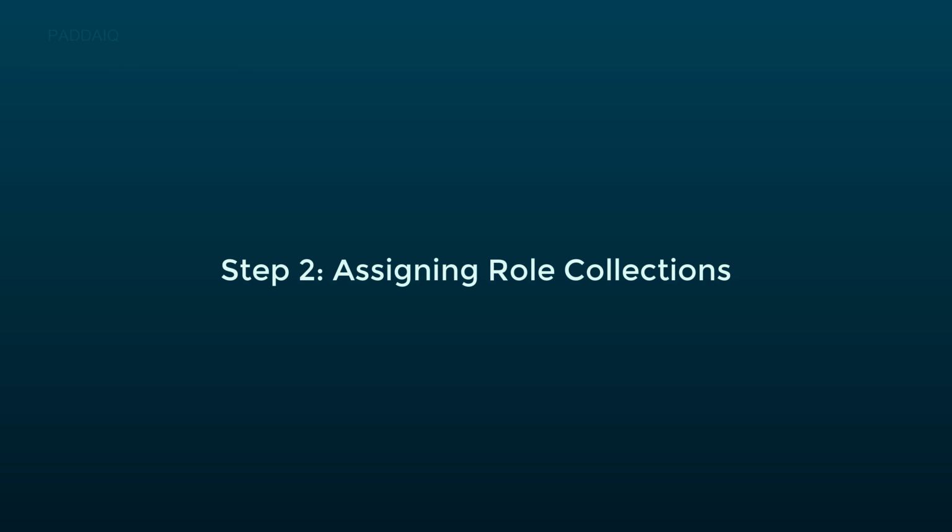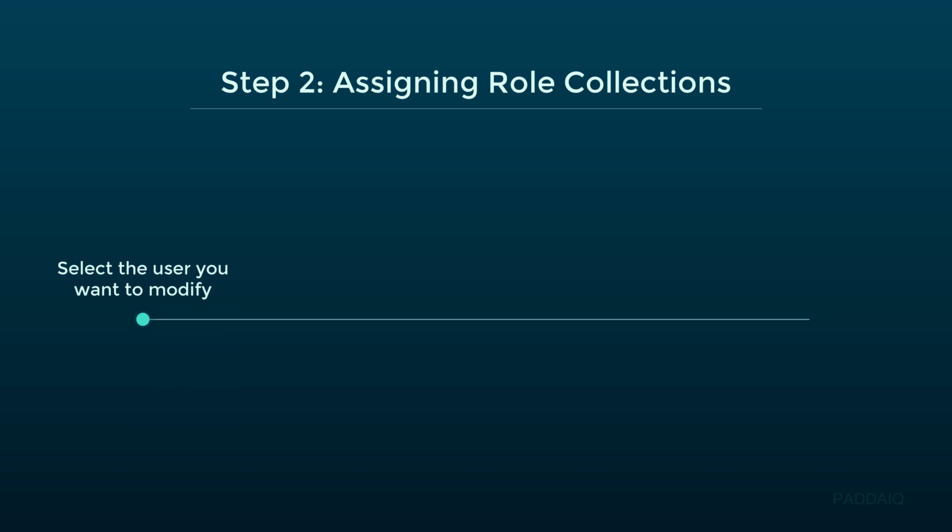Assigning role collections to users and groups. Select the user you want to modify. This means choosing the specific person from your user list whose access you wish to change. For example, if Maria needs access to view sales reports, you would first pick her user account. This step ensures you are granting permissions to the correct individual.